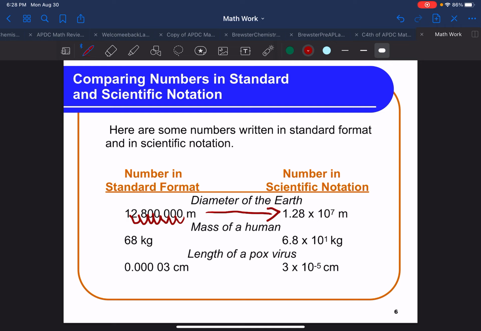I can also do this with a small number, but when I convert a small number to scientific notation, because I'm moving to the right with my decimal, I will then end up using a negative sign to show that I moved to the right. And so again, I grab my decimal and I go 2, 3, 4, and 5. And I've got to get it behind the very first non-zero number that I see. And I end up with 3 times 10 to the negative 5.